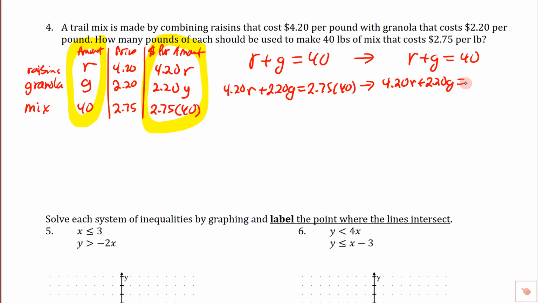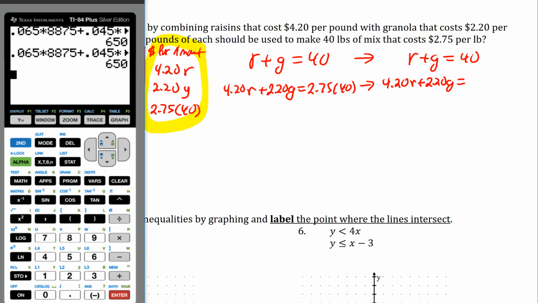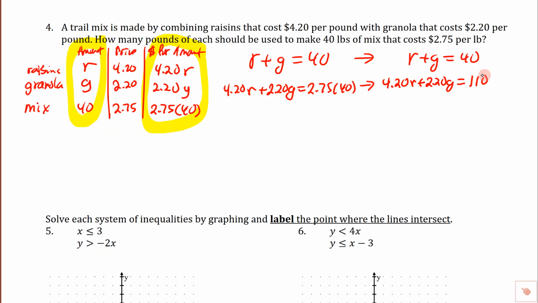2.20G equals, and I'll grab the calculator for this one. Let's see what we get here. This would be 2.75 times 40, and we end up with 110. So we've got 110 right here.